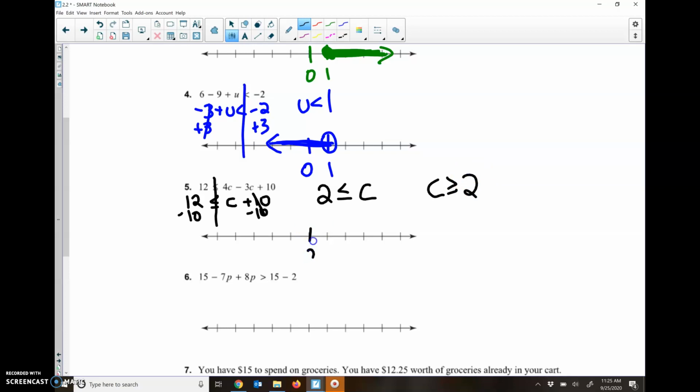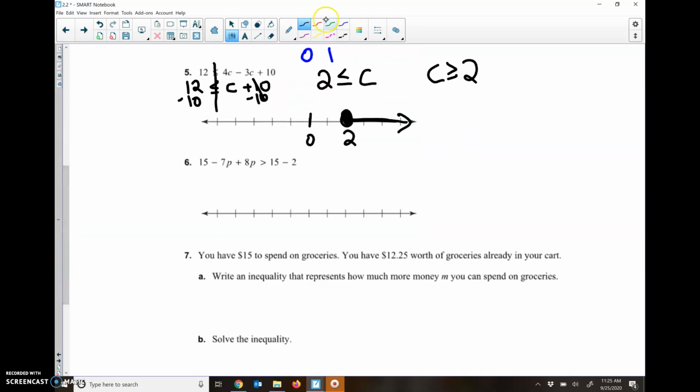So I'm going to put a 0 on my graph, and there's a 1, there's a 2, so I'm going to put a 2 to the right of it. Since it's a filled in circle, because it's a greater than or equal to, and numbers greater than 2 are numbers like 3, 4, 5, 6, and they're all over there.